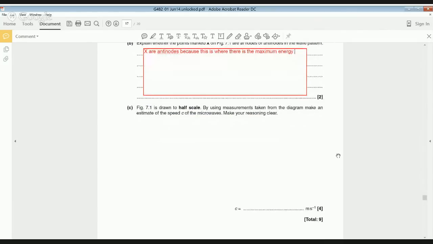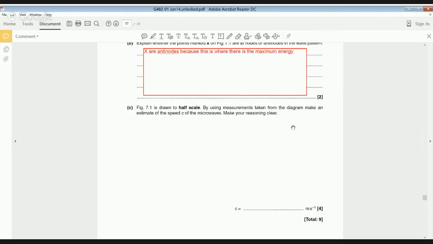Figure 7.1 has been drawn to half scale by using measurements taken from the diagram. Make an estimate of the speed c of the microwaves. Make your reasoning clear. By the way, if you've done this as a mock exam, the scaling goes off because you'll see from the real papers they shrink A4s down slightly. So when you do the real exam, things work to scale. When you do it on paper, it doesn't. So don't worry if you tried this question before and found that your measurements were off. That's OCR's fault when they converted it to a PDF from the original exam paper.